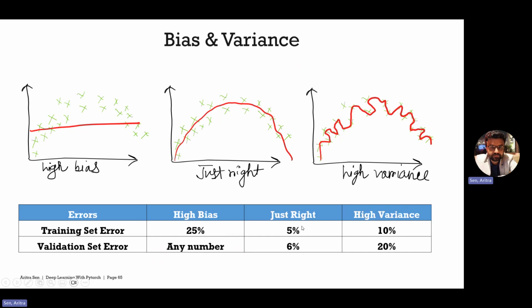So yeah, and there is this just right model where your errors are very close to each other when comparing the training data set error and the validation data set error, right? So you might be in any of these three cases. If you are in the just right case, then you are very good to go. But if you are having a high bias problem or a high variance problem, let's see how to tackle that, right?